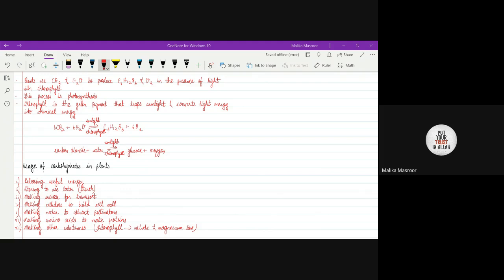Making other substances. See, you need to absorb nitrate and magnesium ions from the soil, and for that process, active transport will be required, and active transport requires energy, right?